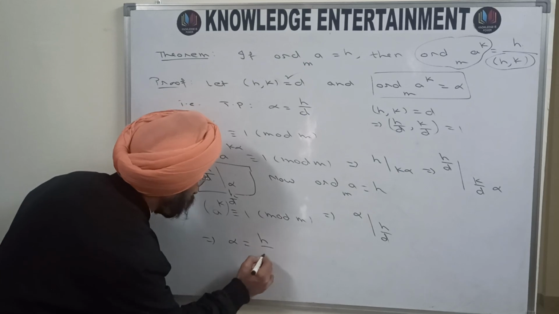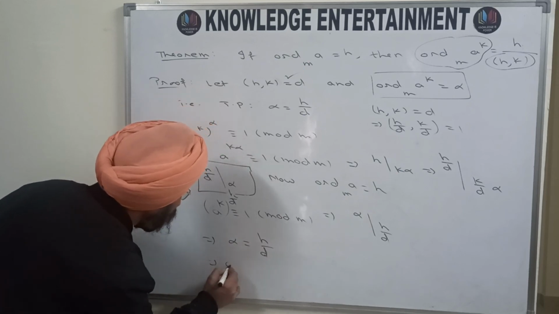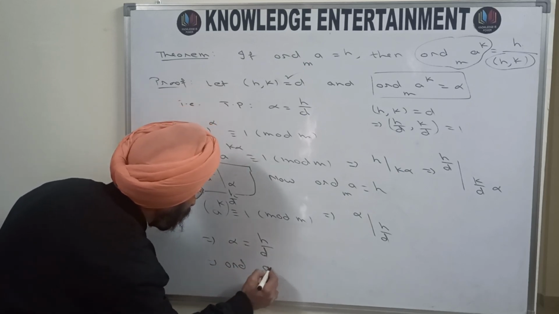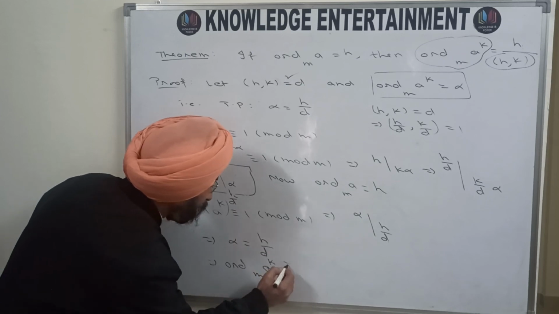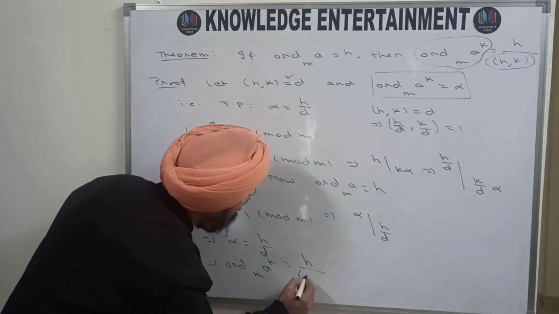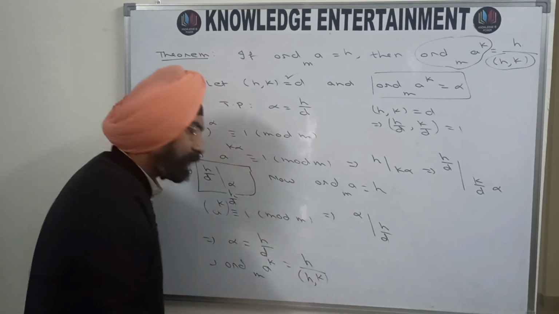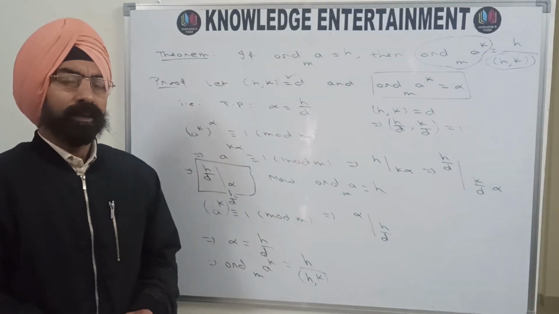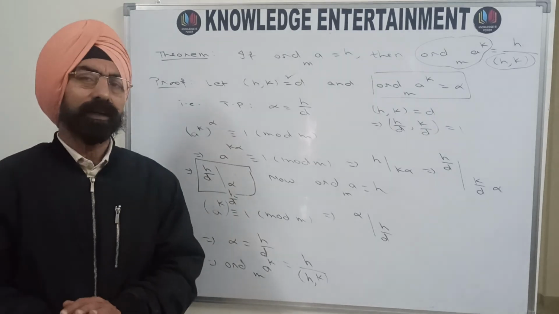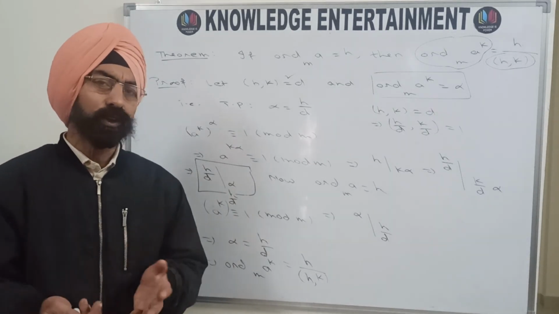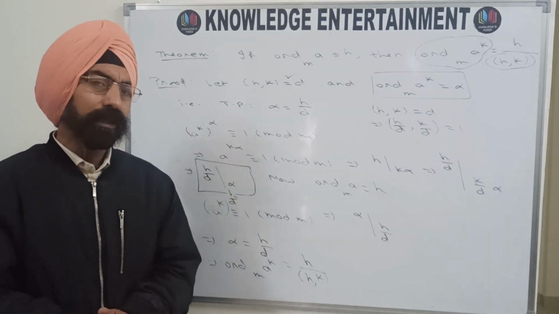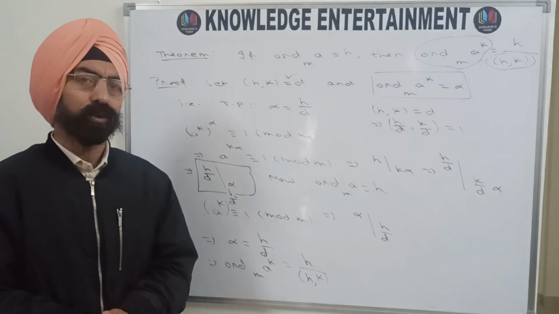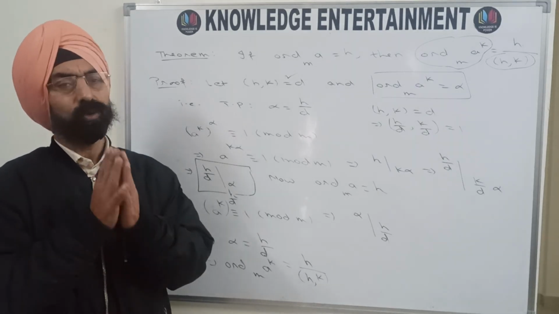Alpha is equal to h by d, or you can say order of a raised to the power k modulo m is h divided by GCD of h and k. So this result is also being proved. With the proof of this result, I am going to leave this video here. In the next video we will have more concepts, more theorems on primitive roots and indices. Till then, thank you once again.